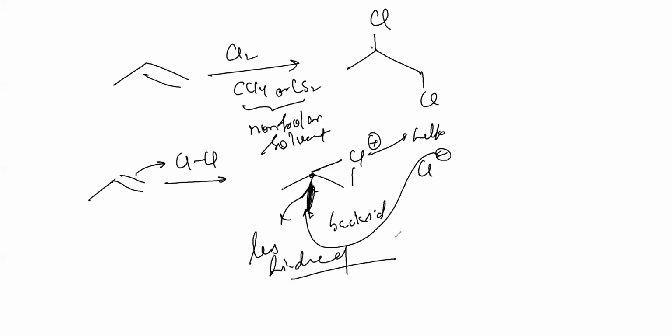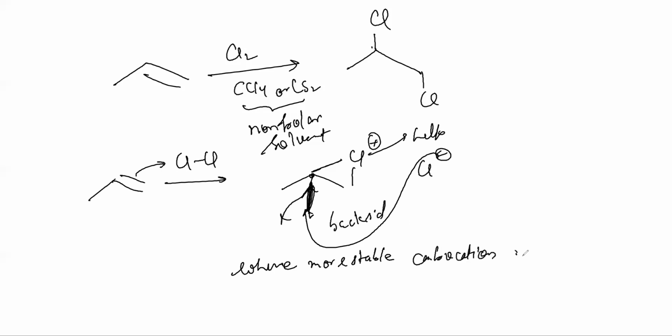No, I should not write less hindered. Otherwise, you should write it attacks where it is not less hindered. It attacks the opposite side of Cl, where a more stable carbocation can be formed. Once it attacks here, what do we get? We get this. Why I'm saying the mechanism is important is because it will enable us to understand the products.